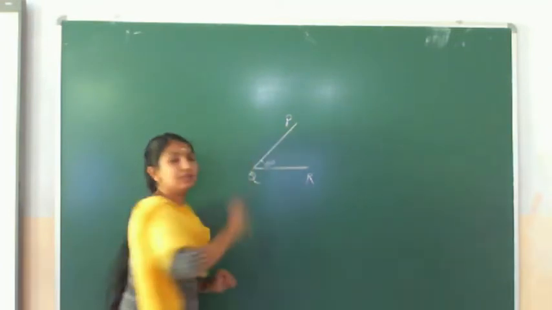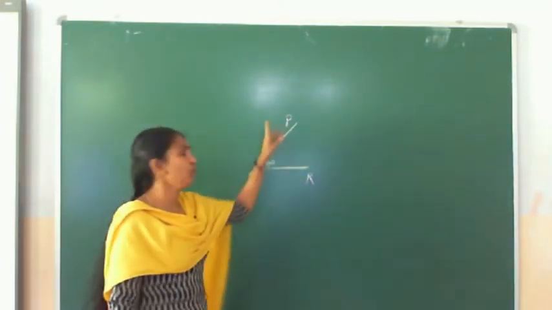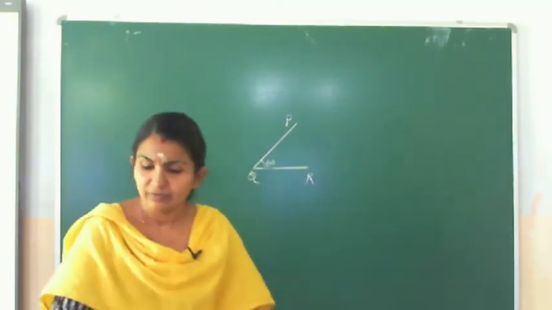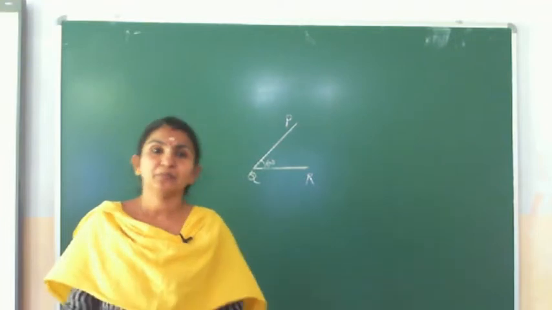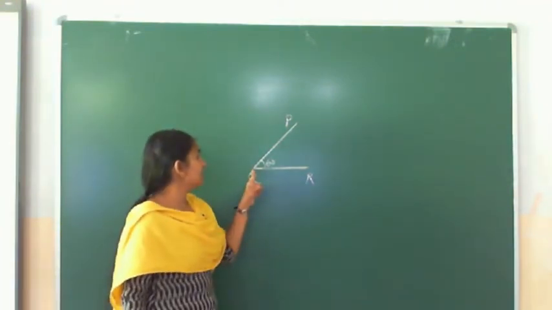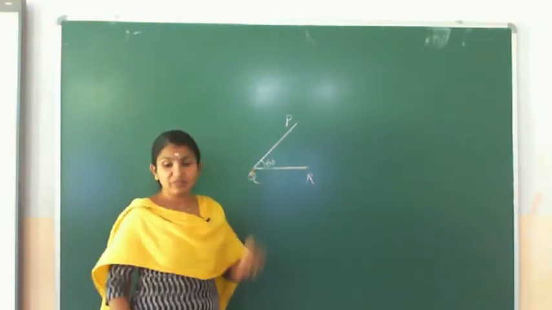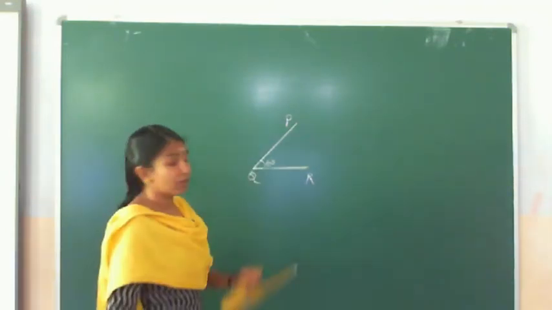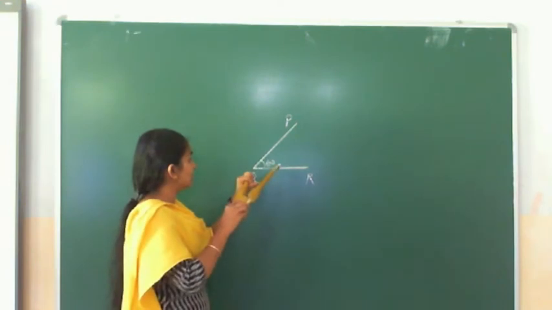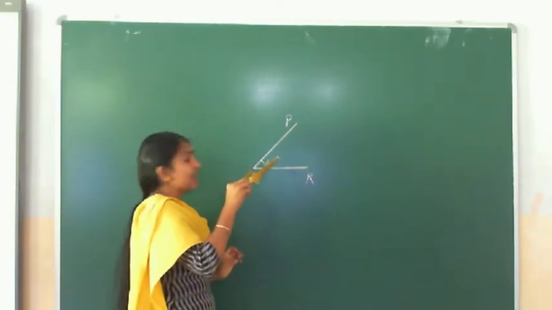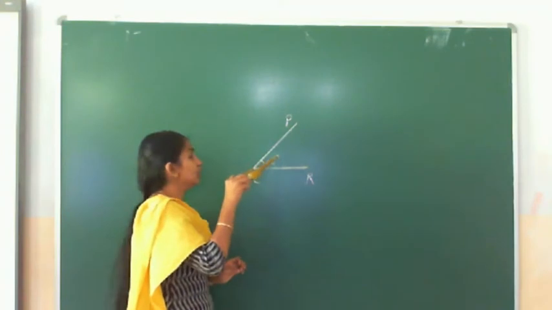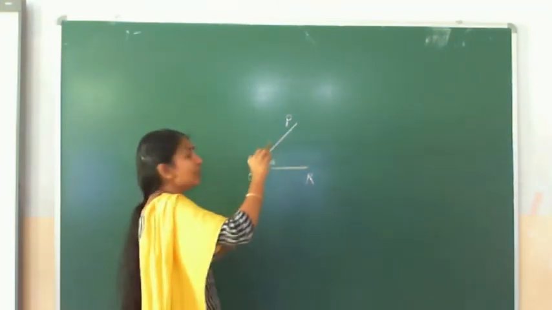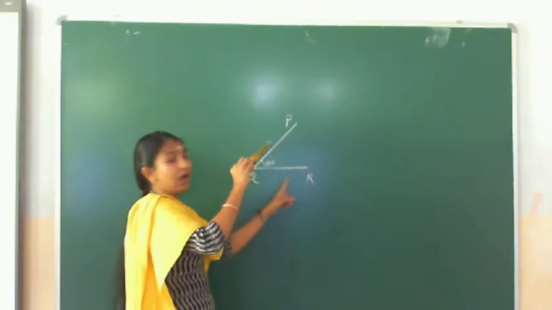Now we are going to bisect this angle. For that, we have to take our compass and keep it on the vertex. Whenever we are doing this, we keep it on the vertex. After that, take any radius in your compass. I just took one. Now, cut these two arms.